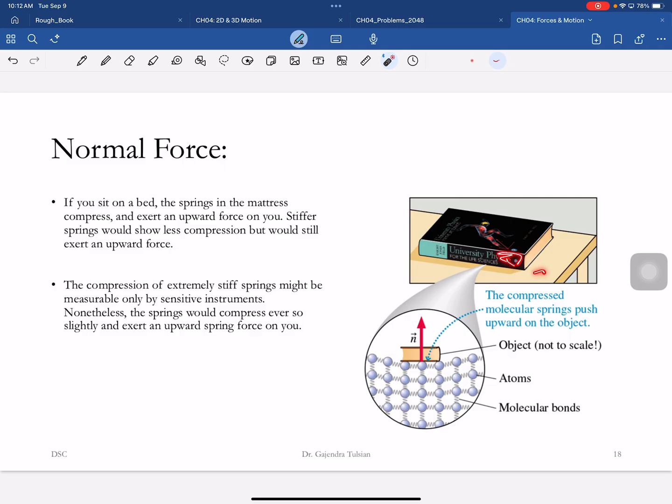So if you look at the model, here's the book, and there are the atoms of the table. Okay. So when the book sits, these atoms, these springs get compressed, and they're pushing back. Okay. And all the little pushbacks add up to the weight of the book. Okay. It adds up to the normal force. So for instance, if you sit on a bed, the springs in the mattress compress and exert an upward force on you. The stiffer the springs, the less they would compress, but the force would add up to the same thing, okay?